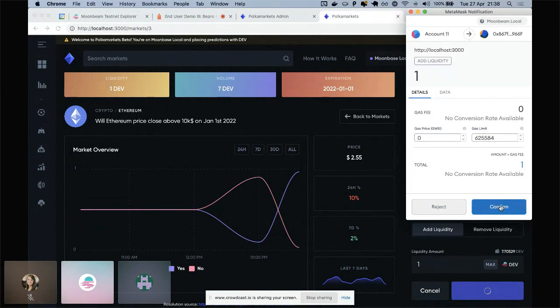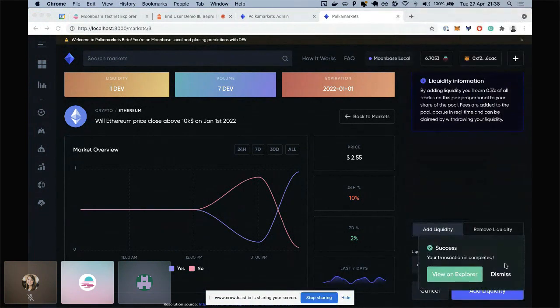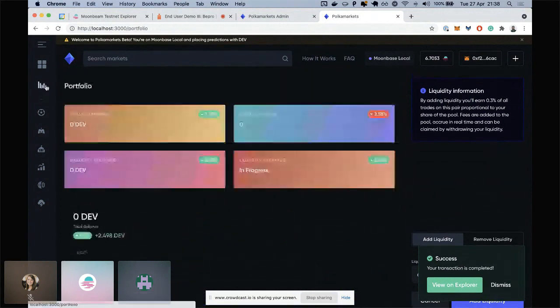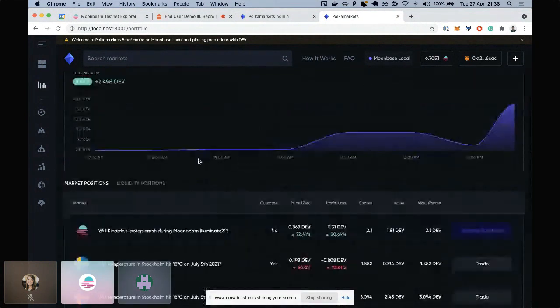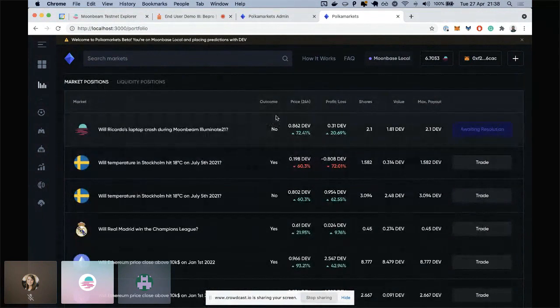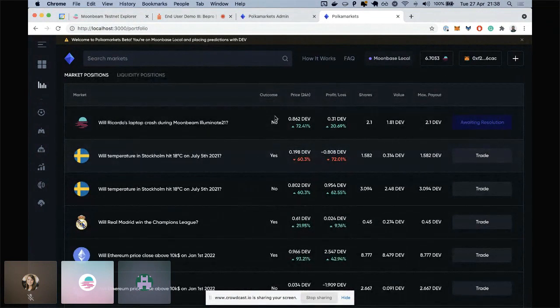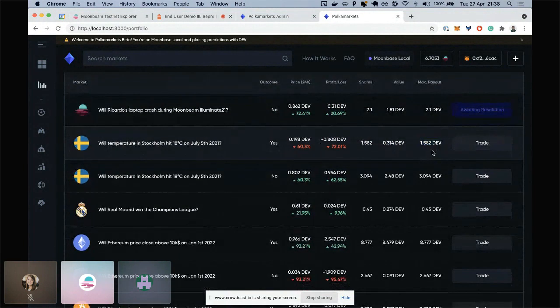Okay, let's say that we want to add 1 DEV of liquidity to this market, for instance. And we'll go to the portfolio and check everything that's happening here. And there you go. Here's the portfolio. It's where we can see all the positions that we have, and the market itself, the outcome, what's the current price and the variation over the last 24 hours. How much are we earning, winning or losing? How many shares we have, how much they're worth, and how much they can be worth if our prediction is correct when the market resolves.